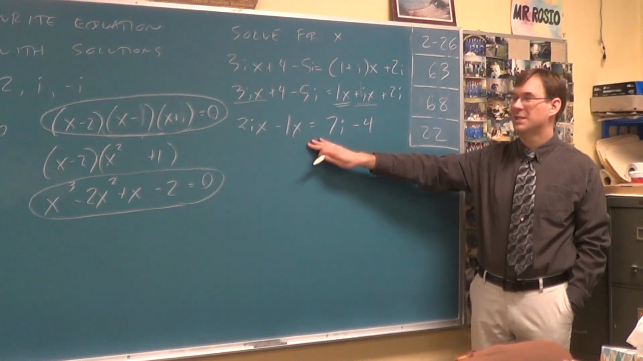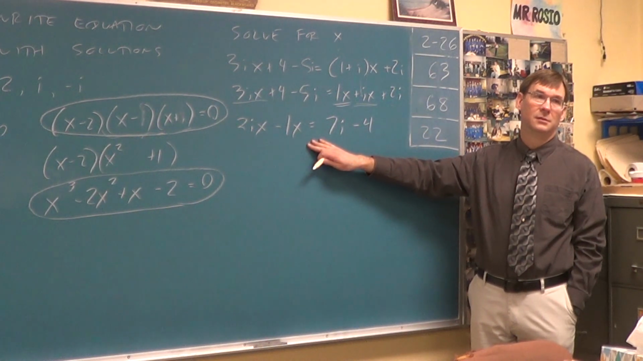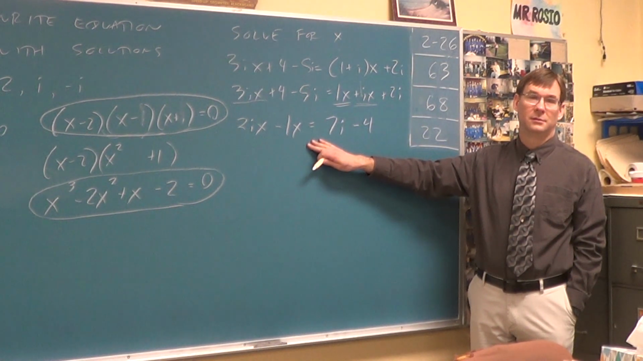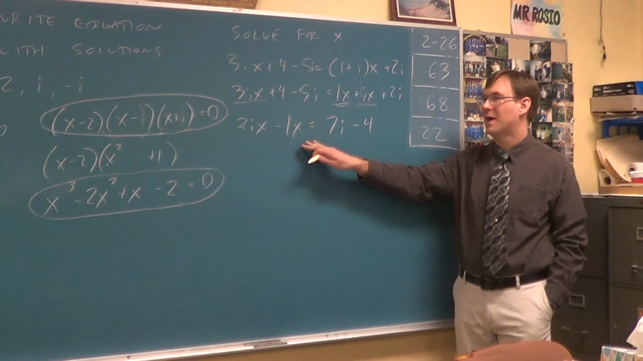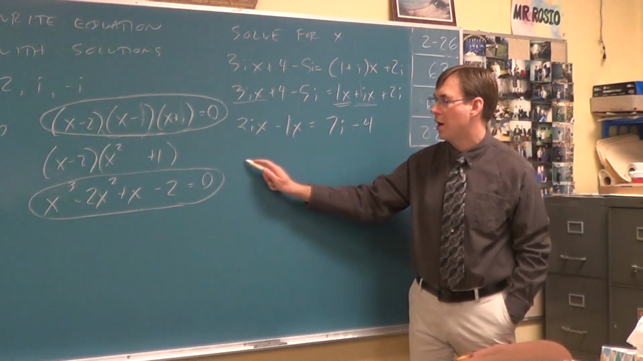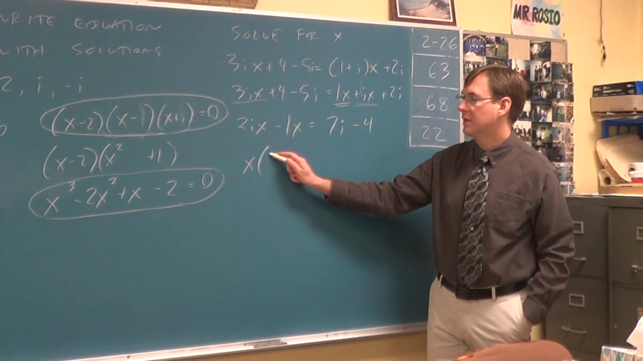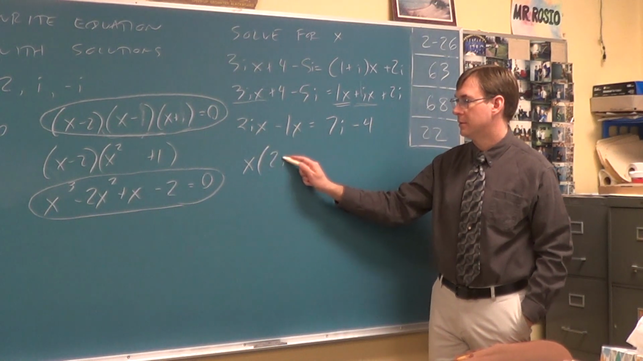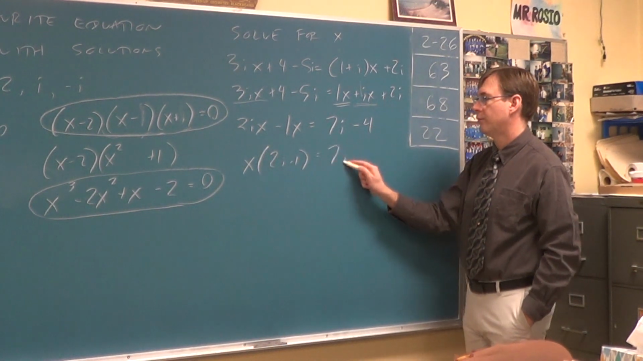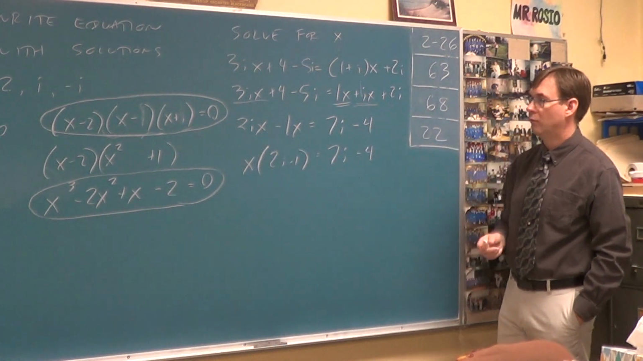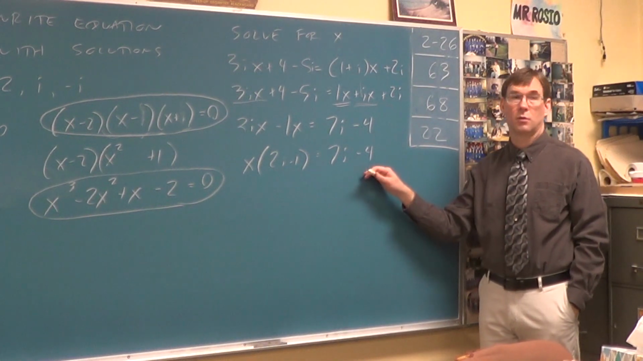Okay, what's the criticism of this? The x's aren't really together. Yeah, the x's aren't really together. We've got 2 x's and we need a single x. Take out an x, take out a GCF. If you take out an x, 2i minus 1, 2i minus 1. We're close. Question there?